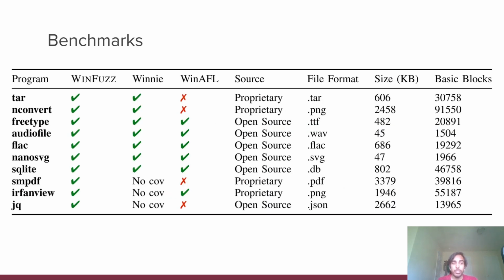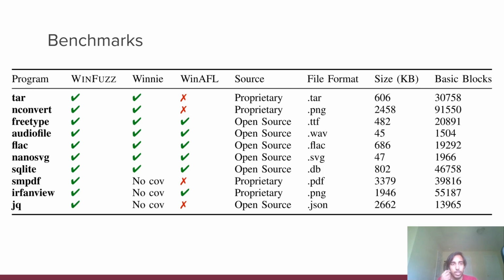So the benchmarks that we choose for our fuzzer are these. We choose these benchmarks because of their mix of proprietary and open source nature. We wanted a good mix, so we chose some from proprietary software, since a lot of Windows software is proprietary. Then we also chose a lot of open source targets, and we chose targets which operate on a large variety of file formats. For example, we have file formats such as tar, png, wav, FLAC, etc.